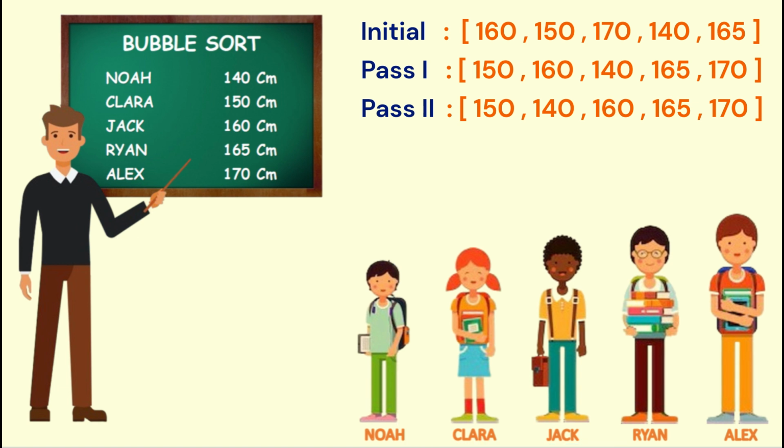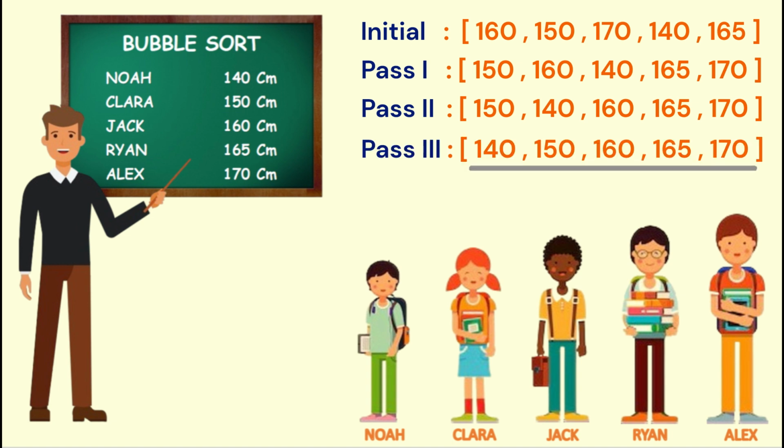The process stops here, and we won't check Ryan and Alex because we've already placed both of the tallest students in their correct positions. So, after pass 3, our new sequence is Noah, Clara, Jack, Ryan, and Alex. The array of heights now looks like this.